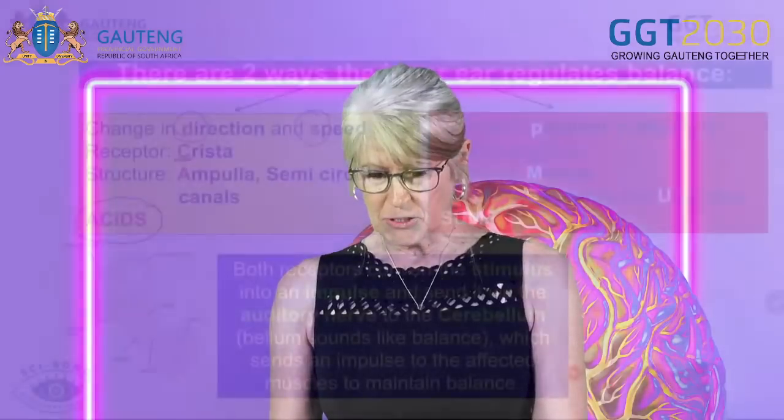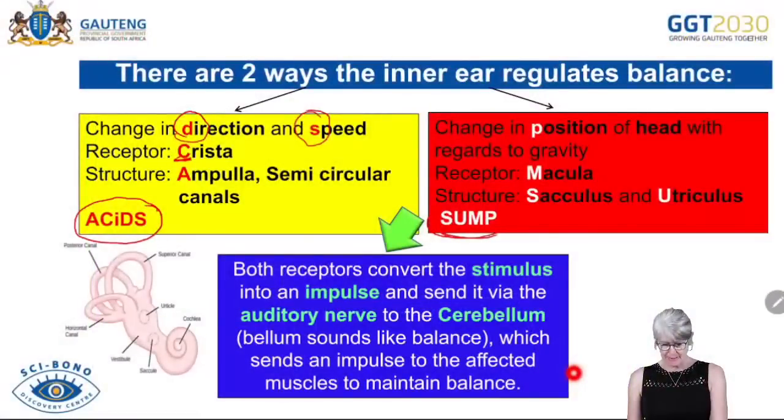Okay, sorry about that. Welcome back. Okay, so we said that there are two ways in which the inner ear regulates balance. The first is the semicircular canals. They have cristae in them, which are the receptors, and they are receptive to the direction and speed of the head. Whereas in the sacculus and utriculus, we find maculae, which are sensitive to, or pick up, the change in the position of your head in relation to gravity.